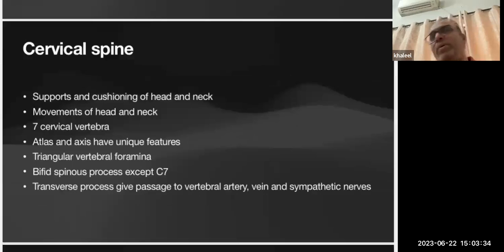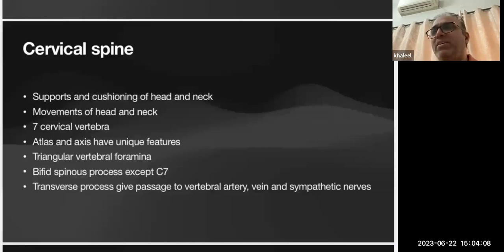So now we come to the cervical spine. The function of each part of the spine is there. The cervical spine supports and cushions our head and neck. The movement of the head and neck really takes place in the cervical spine. The cervical spine contains 7 vertebrae. However, it has 2 special vertebrae, that is C1 and C2. From C3 onward, the vertebrae have almost the same characteristics. The first vertebra is the atlas and the second is the axis.